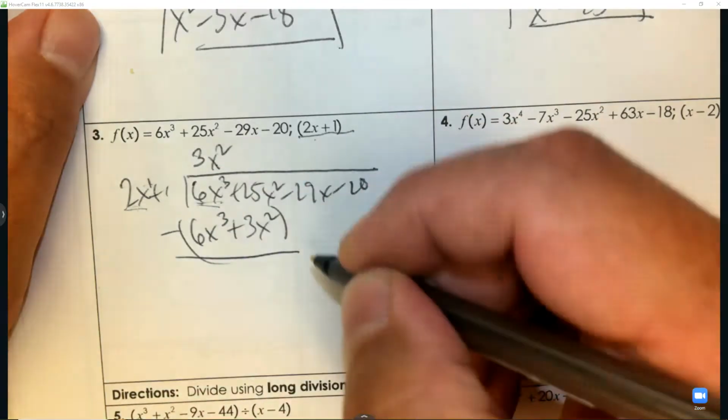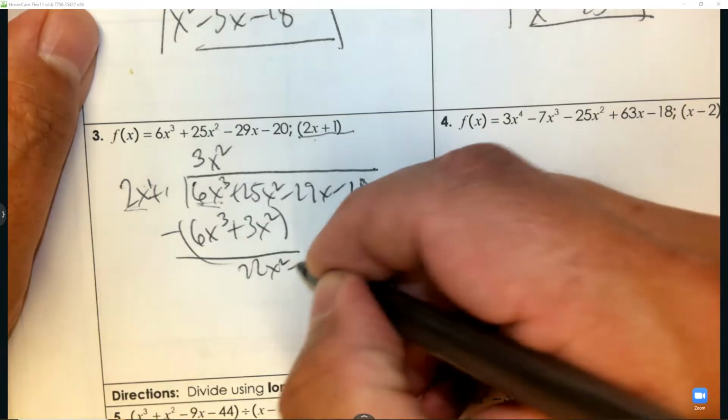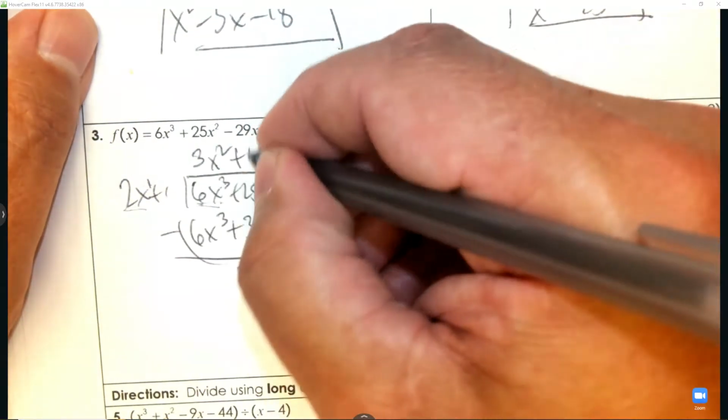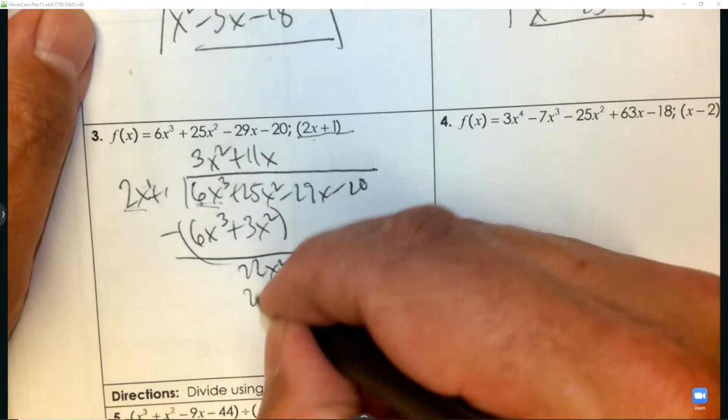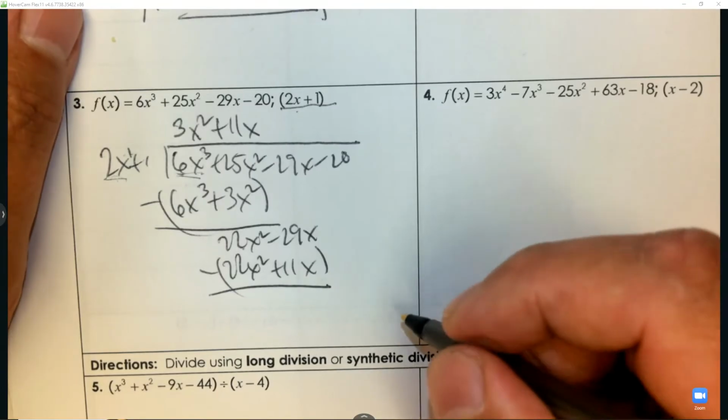Subtract. Be careful when you're subtracting. These eliminate. 25 take away 3 is 22. Bring down the next one, and we do it again. So 22 divided by 2. And then there's 1x there. Multiply. And then the remainder. Again, be careful.